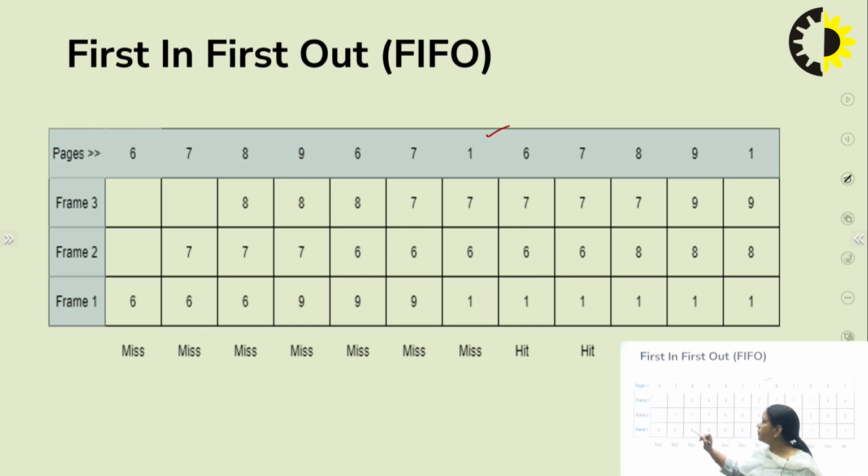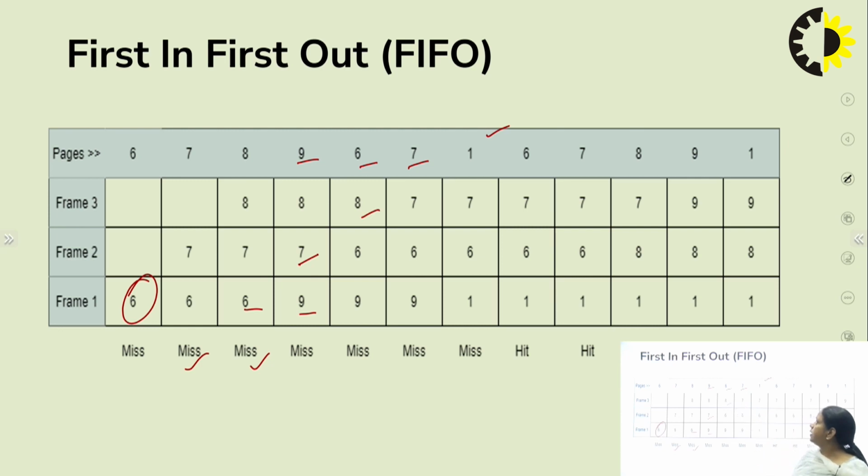Next, 7 will come in the next frame. Again this will be a miss. Next 8 will come, and again this is a miss. Now 9. Now the frames are filled. When 9 comes, we have to replace a particular page. Because we are using the first in first out algorithm, firstly we placed page 6 into frame 1. That's why we replace 6 here, and 9 will come in frame 1. Next is 6, and now 7 will be replaced by 6. Next is 7. 8 will be replaced by 7. Again 1. 9 will be replaced by 1.